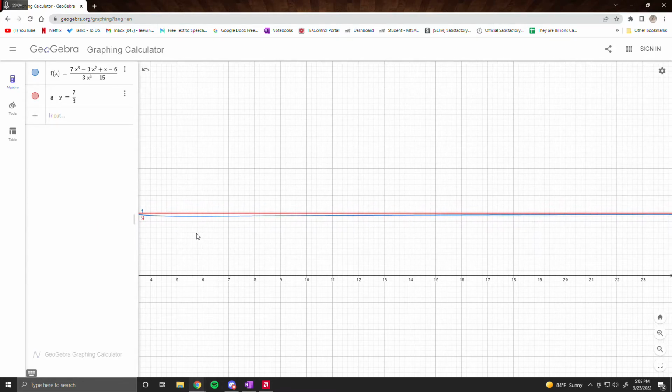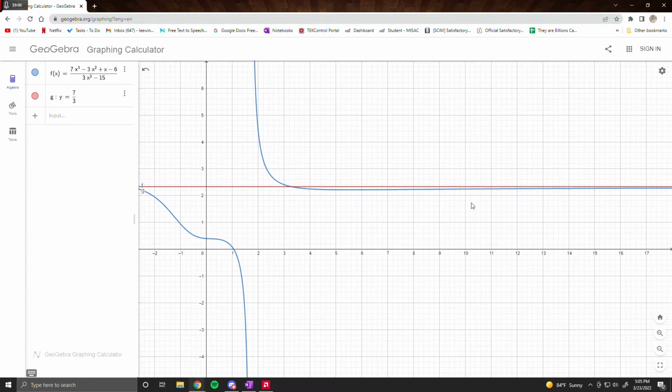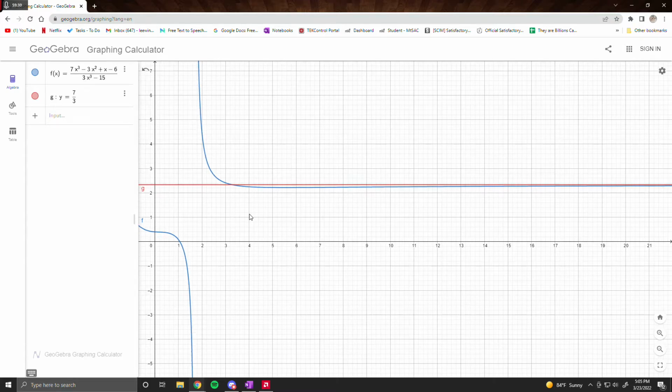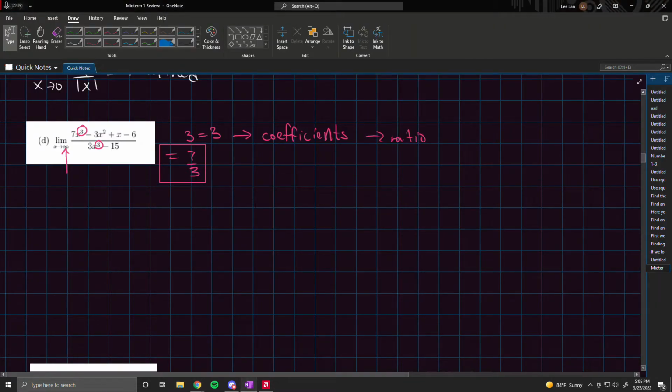But I guess the question is, why does it approach 7/3? Why doesn't it blow up toward infinity? If you look at the numerator, it seems like it has a lot more terms. Although it is being subtracted by 3x squared. And the bottom is 3x cubed, but then there are a lot of different moving factors, and it's hard to see that it's just 7/3. So why is this the case?